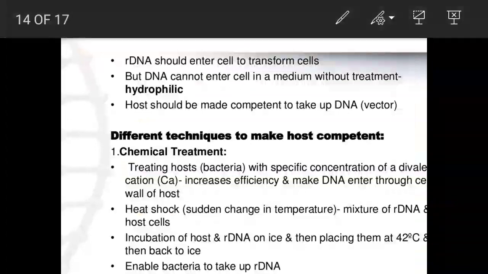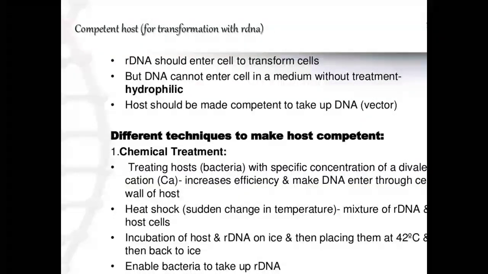So different treatments or techniques are used to make the host competent. One is chemical treatment. The chemical treatment is treating the host bacteria with a specific concentration of a divalent cation, the calcium ion, which increases the efficiency and makes the DNA enter the cell wall of the host. Another is heat shock treatment, a sudden change in temperature. The host and the recombinant DNA are incubated together on ice, then placed at 42 degrees centigrade, and then back on ice. This enables bacteria to take up the recombinant DNA or the vector DNA.